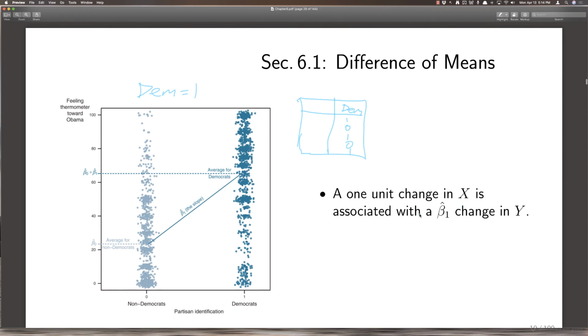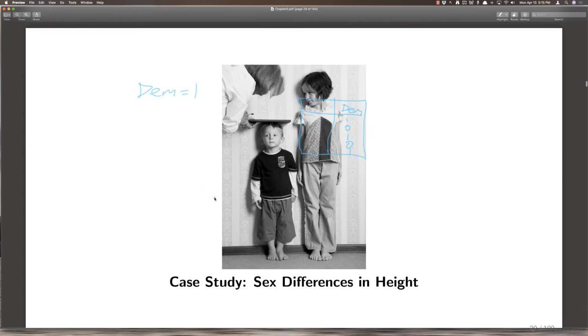So a 1 unit change in x is associated with a beta 1 hat, the slope, the beta 1 hat difference in the two groups, or the effect of going from being in the 0 group, the non-Democrats, to the 1 group, being a Democrat. All right, so let's look at another example that has a little bit more texture to it. And so this is going to be looking at the differences in height by sex, all right?